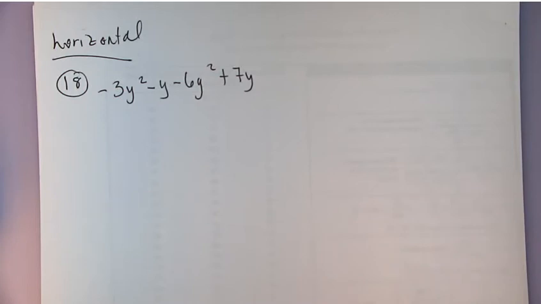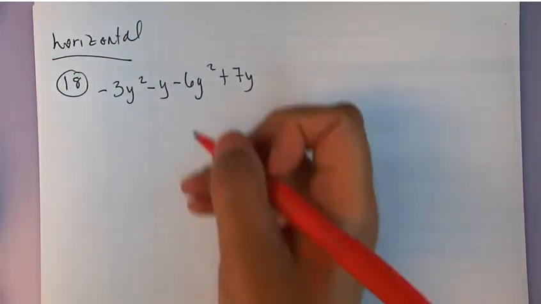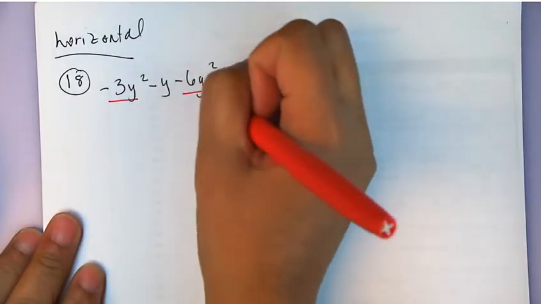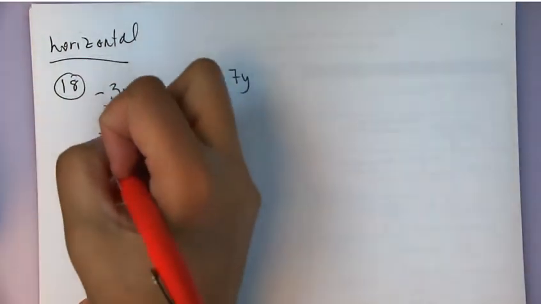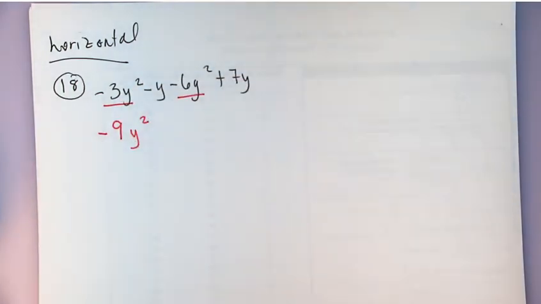What are the like terms here? Well, I'm going to start off with my highest power first, my leading term first. My highest power is 2, so I'm going to pick these two. What's a negative 3 and a negative 6? We're just combining them. That is a negative 9, and then the y squared stays along for the ride.